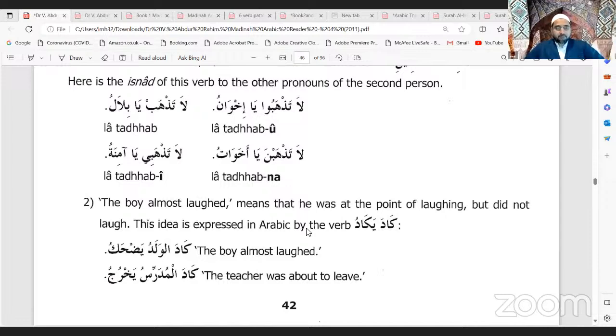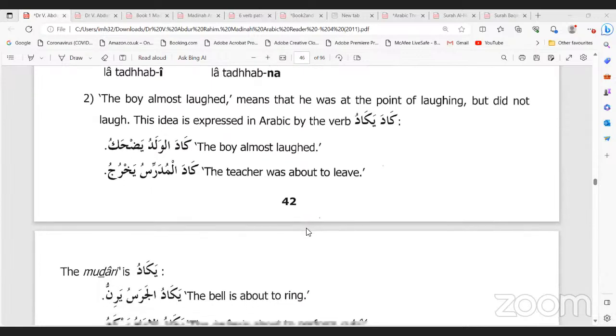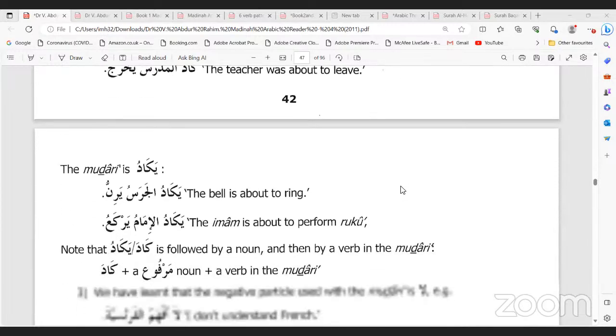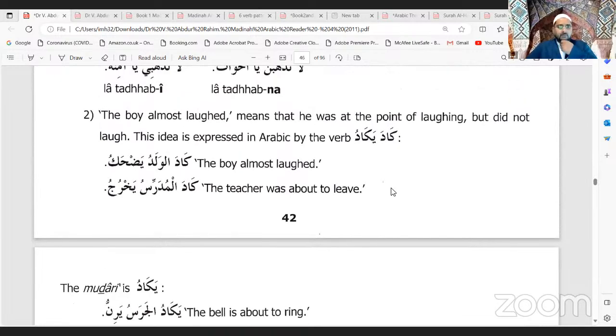Correct. Number 2, the boy almost laughed means that he was at the point of laughing but did not laugh. This idea is expressed in Arabic by the verb kada yakadu, almost. Kadal waladu yadhaku, the boy almost laughed. Kadal mudarrisu yakhruju, the teacher was about to leave. So about to and almost are both kada.